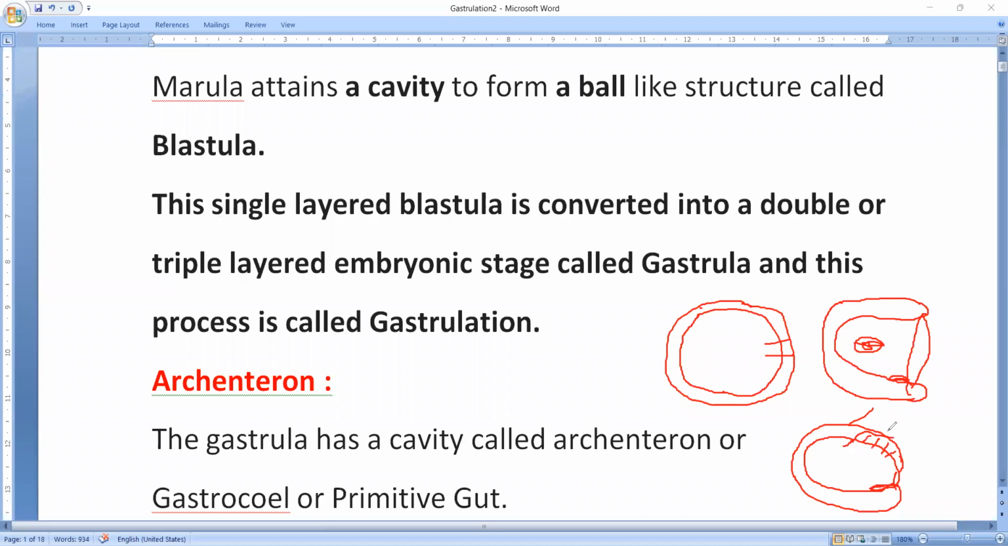We have not drawn that in this diagram, but a double or triple layered stage of development is formed. Such a phenomenon is known as gastrulation. That stage is called gastrulation.